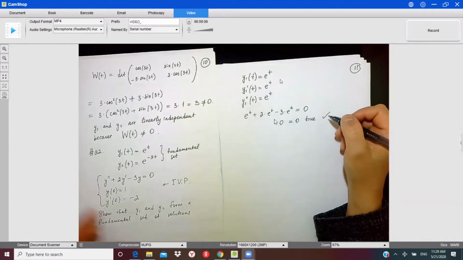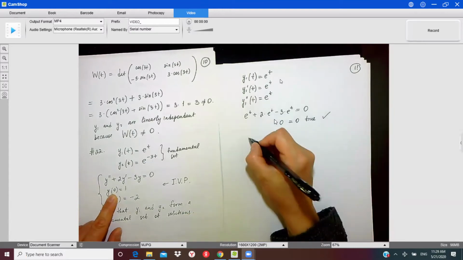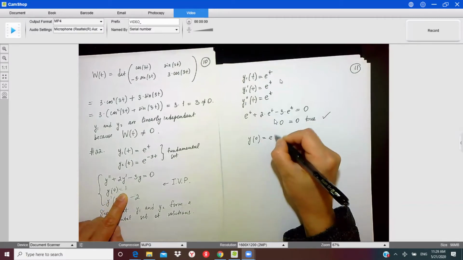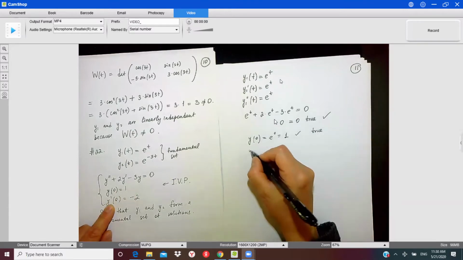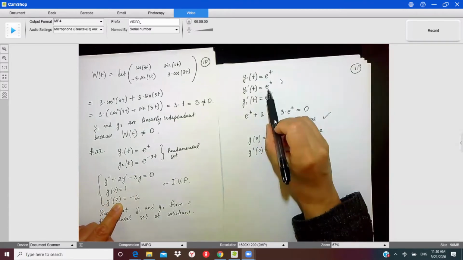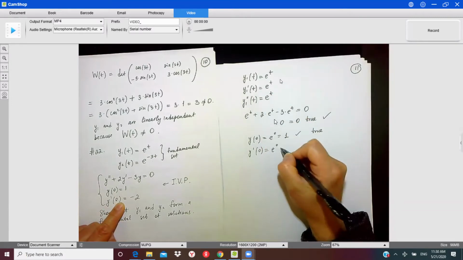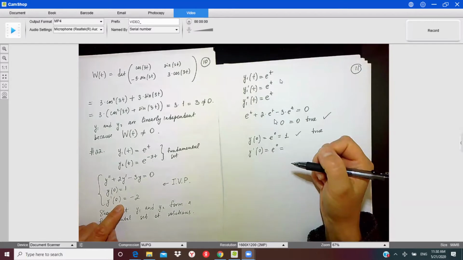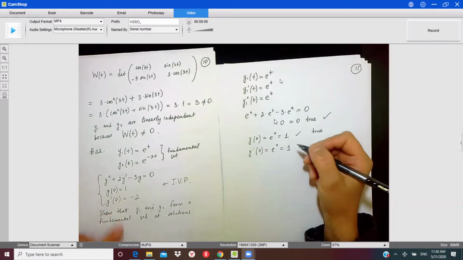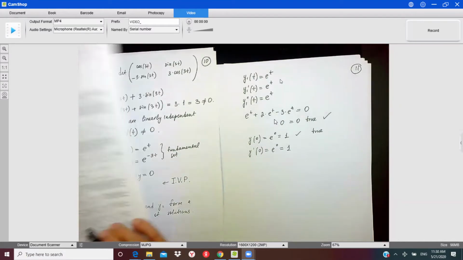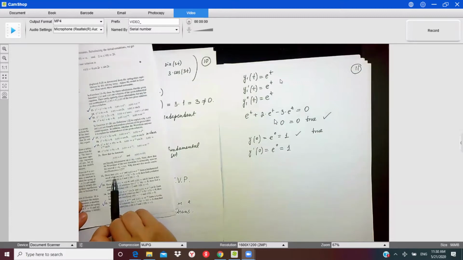True. And similarly, we're going to make sure that y of 0 is equal to 1, right? True. And y prime of 0, I'm going to use this derivative now. Again, e to the 0, I'm getting 1, not negative 2. Let me check the copy of the book here. So 22 showed that they form a fundamental set of solutions. Oh, and then find a solution satisfying.